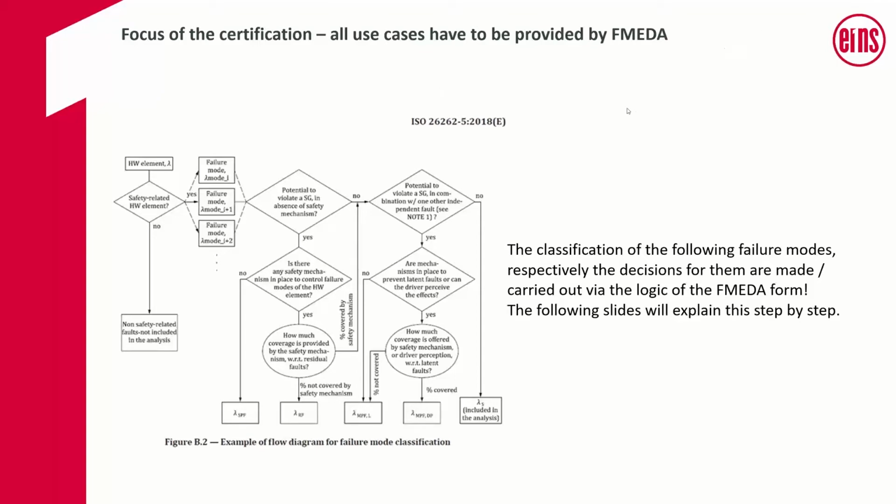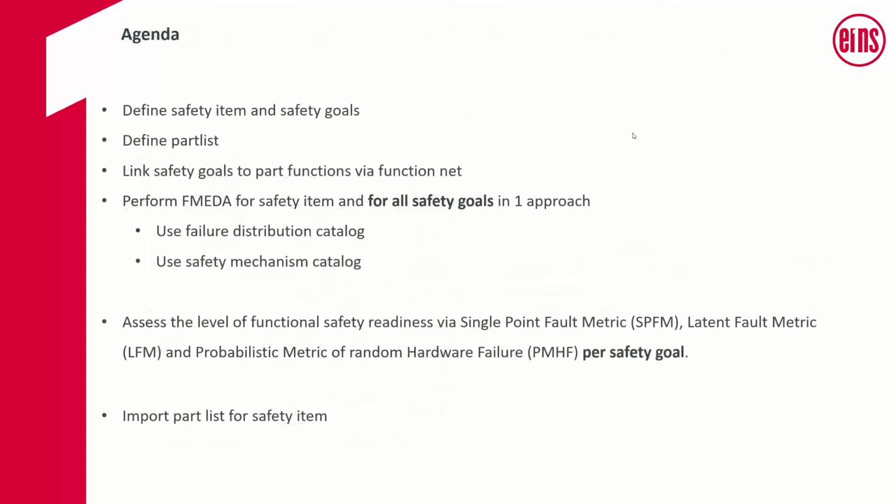So I have a short agenda. We will make an example directly in PLATO 1, in our software solution. We will define a safety item and a safety goal. We will define a part list. We will link the safety goals to the part functions via FunctionNet. And then we will perform the FMEDA for the safety item and for all safety goals. This is one approach to make an FMEDA, not for one safety goal, but for all safety goals you have in the safety item.